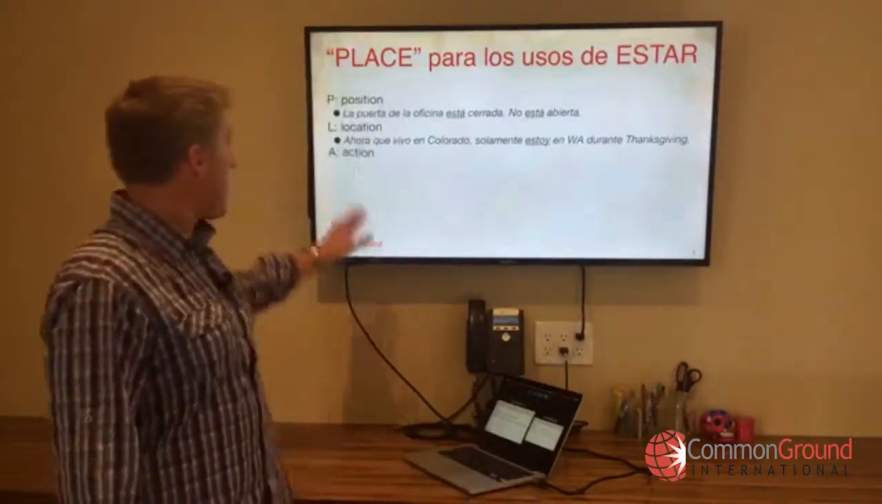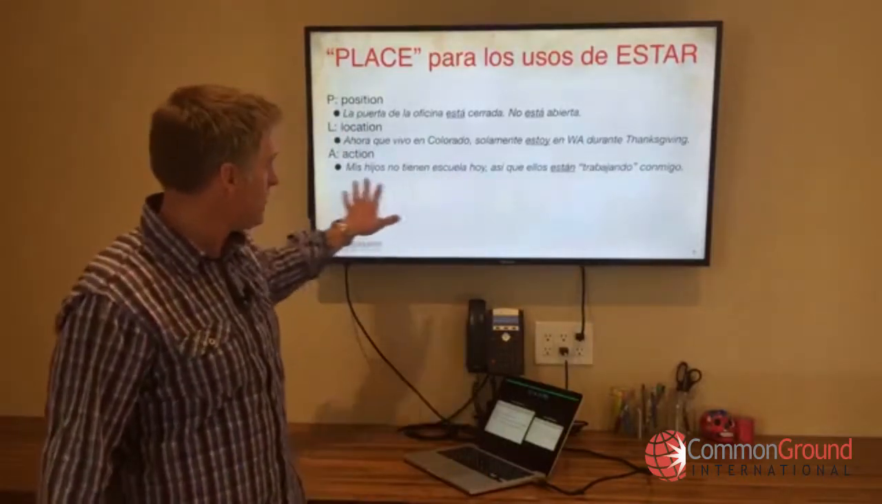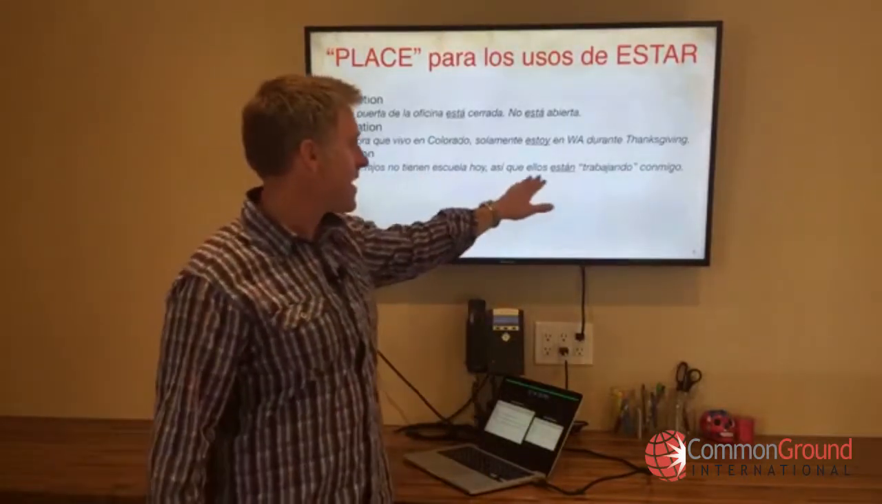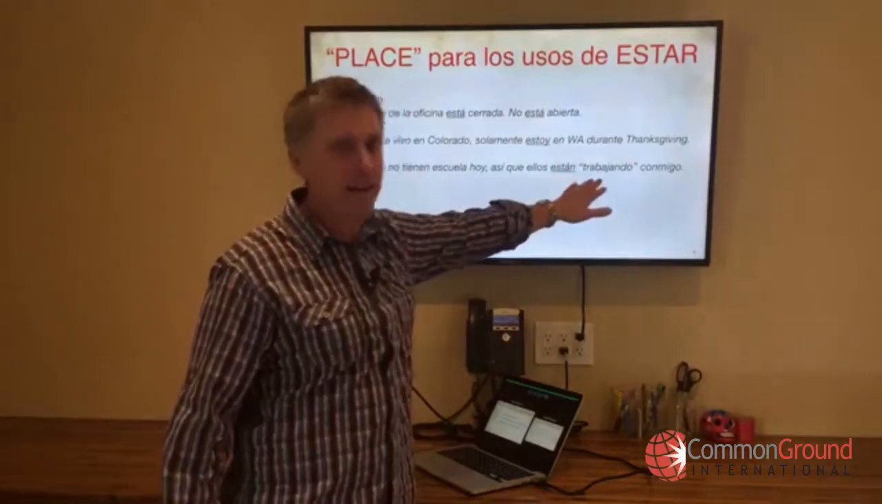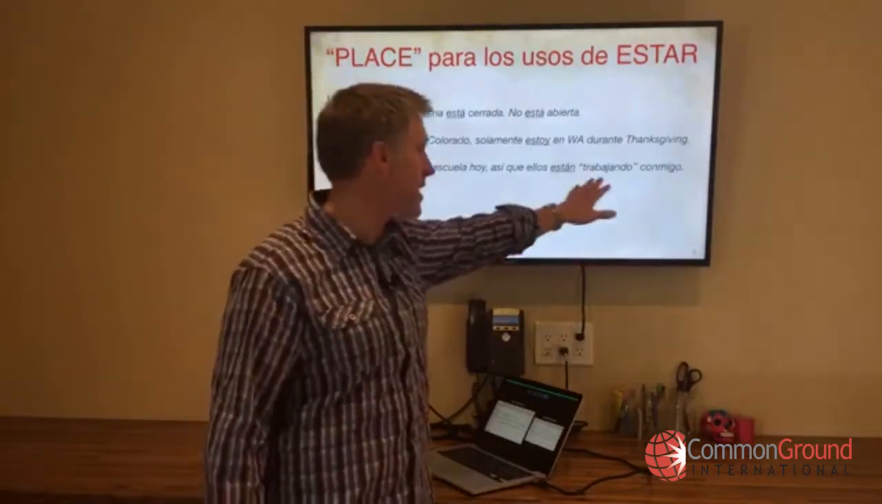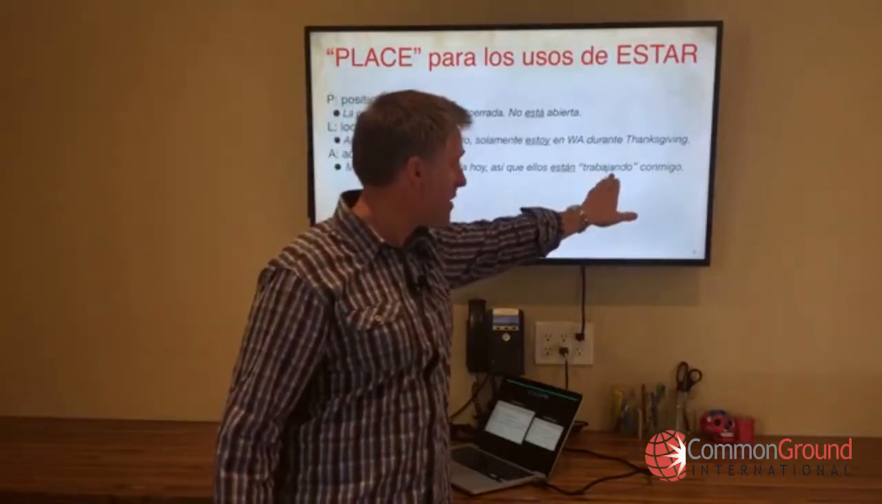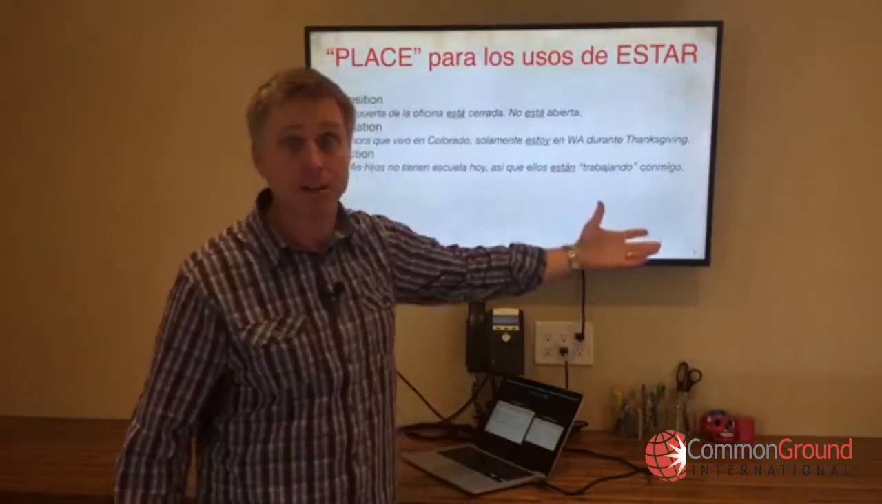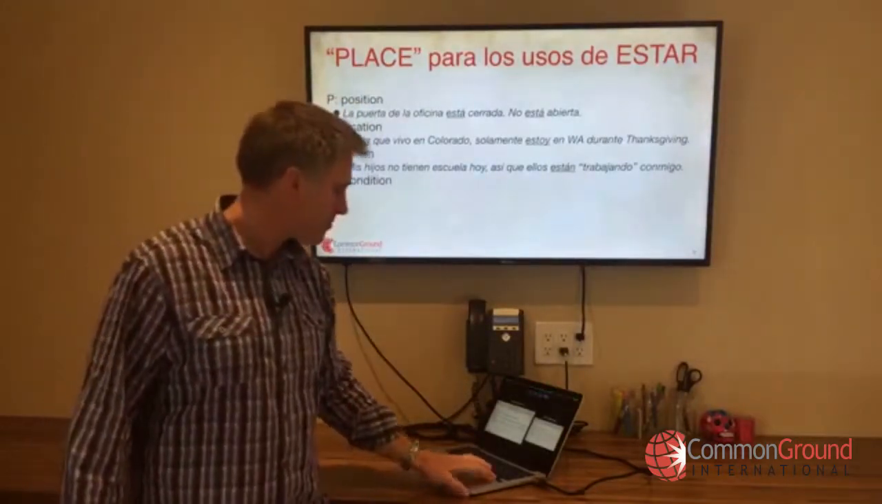Okay? Action. Mis hijos no tienen escuela hoy. My kids don't have school today. Así que ellos están trabajando conmigo. So, están trabajando, this is a verb form. It's a verb tense, really. It's called a progressive, where we have estar as a helping verb, and then our real verb with an ando or iendo ending. Okay?